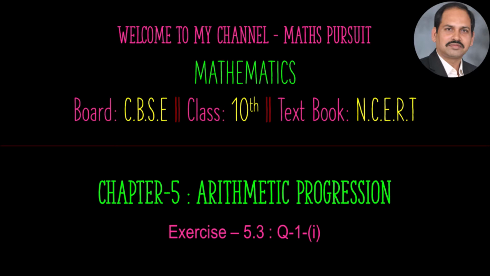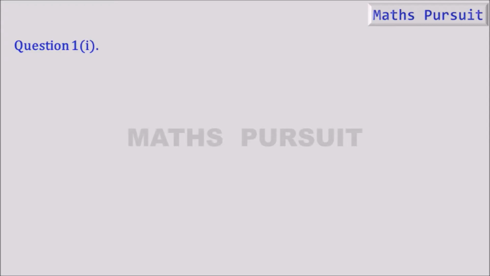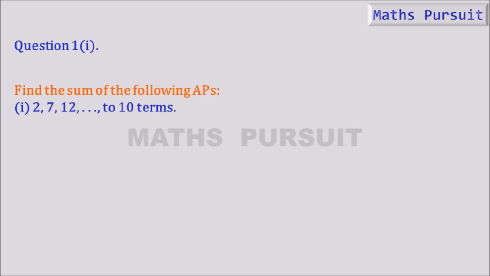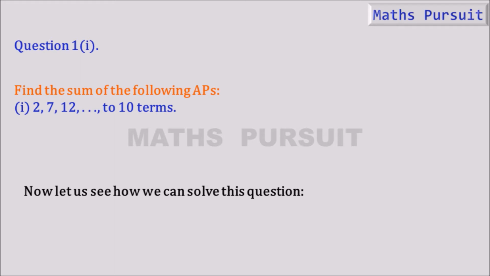Today we are going to look into exercise 5.3 question 1 bit 1 from chapter 5 called arithmetic progression. So let's see what exactly is given in question number 1 bit 1. It is given that find the sum of the following APs. The given number sequence is 2, 7, 12 up to 10 terms. Guys, this question looks to be really very easy one. Just we need to find out the sum of the given number sequence up to 10 terms. Now let us see how we can solve this question.